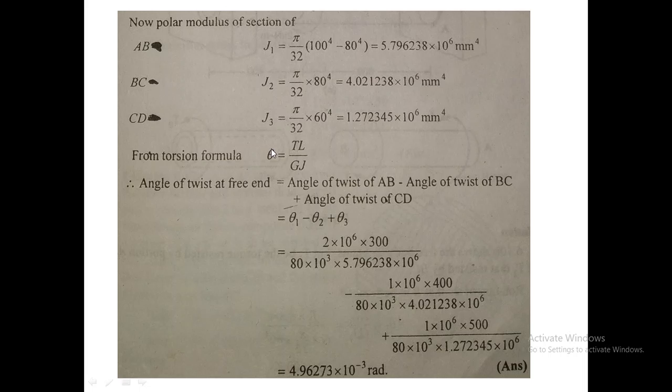And we want to calculate the angle of twist. So we need the torque in each portion, the length of each portion, and the shaft is made of the same material in all portions, so G is common. J, since it is a stepped shaft, will be different for different portions. To calculate the total twist, we have to add the angle of twist at AB, the angle of twist at BC, and the angle of twist at CD.